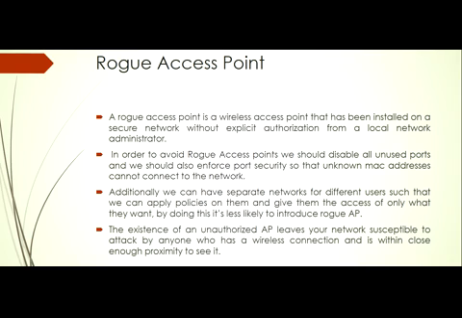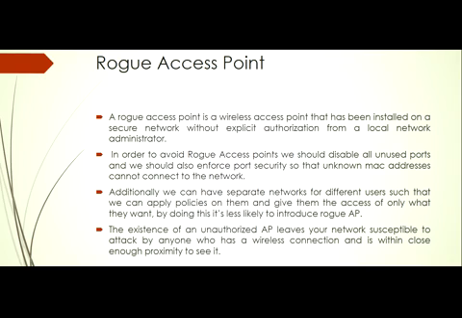Now let's talk about rogue access points. A rogue access point is a wireless access point that has been installed on a secure network without explicit authorization from a local network administrator. In order to avoid rogue access points, we should disable all unused ports, and we should also enforce port security so that unknown MAC addresses cannot connect to the network. Additionally, we can have separate networks for different users such that we can apply policies on them and give them access to only what they need. By doing this, it's less likely to introduce a rogue AP.